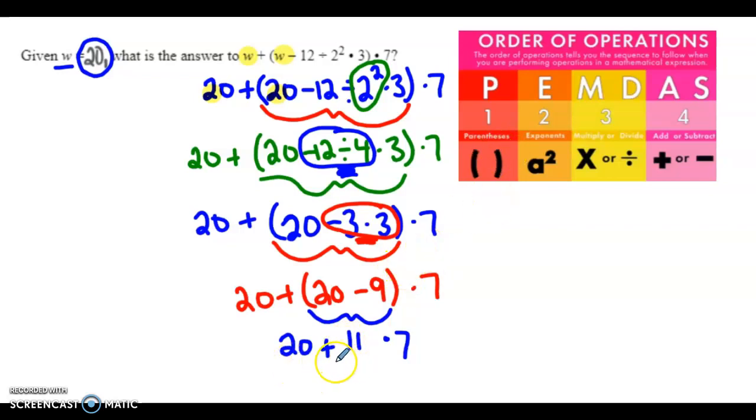So now I just have to go in the order of operations. I have an addition and I have a multiplication. So I need to go over here and see which one comes first. Well, multiply comes before adding. So I need to make sure that I multiply 11 times 7 before I add. And 11 times 7 is 77. I'm just going to bring my plus 20 straight down. And then if I add those two together, I get 97 as my final answer.